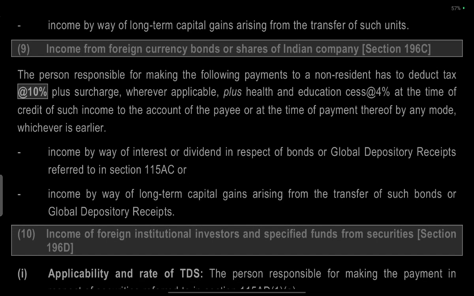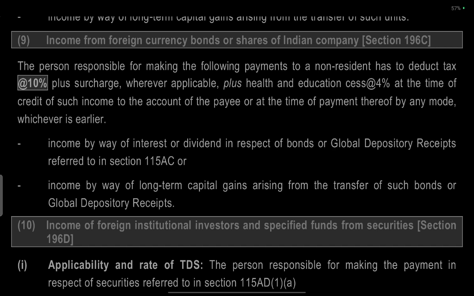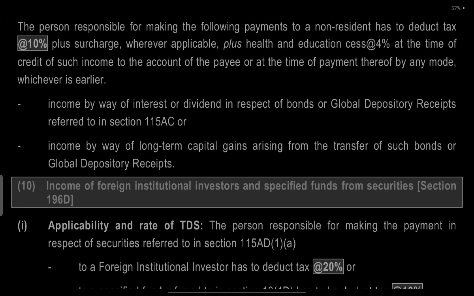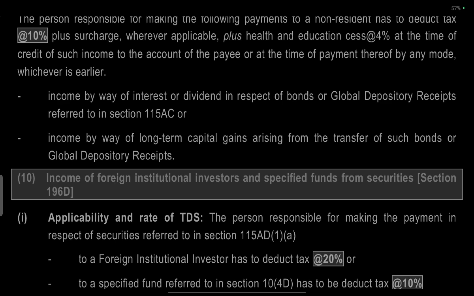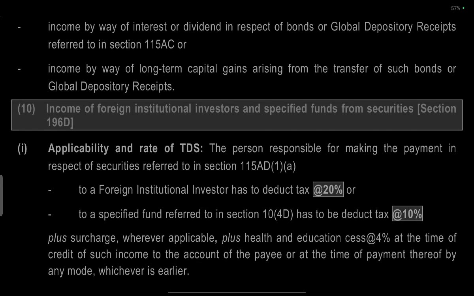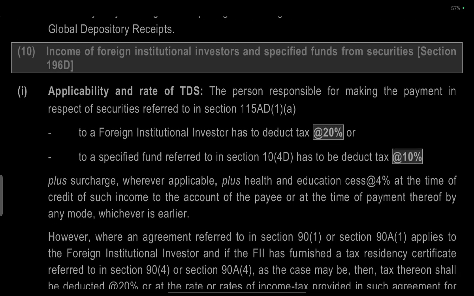Income from foreign currency bonds of an Indian company, section 196C. The person responsible for making the following payments to a non-resident has to deduct tax at 10% plus surcharge, whichever is applicable, plus education cess of 4%, at the time of credit of such income to the account of the payee or at the time of payment, whichever is earlier. This covers income by way of interest or dividend in respect of bonds or global depository receipts referred to in section 115AC, and income by way of long-term capital gain arising on the transfer of such bonds or global depository receipts.